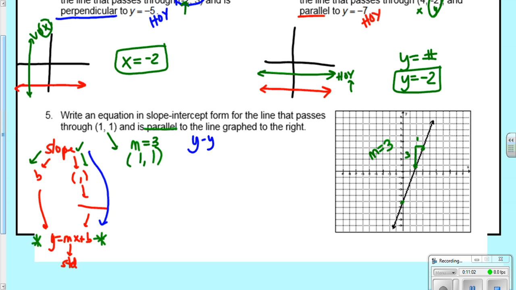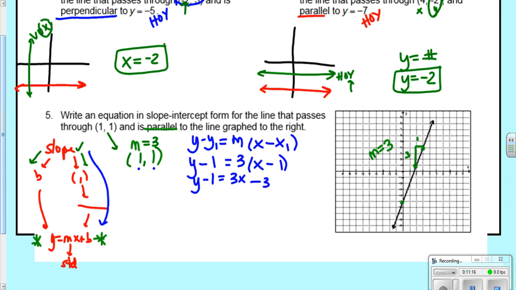So y minus y1, this whole big guy: y minus 1 equals 3 times (x minus 1). I'm plugging in these numbers. Now I distribute. I'm going to add 1. y equals 3x minus 2.